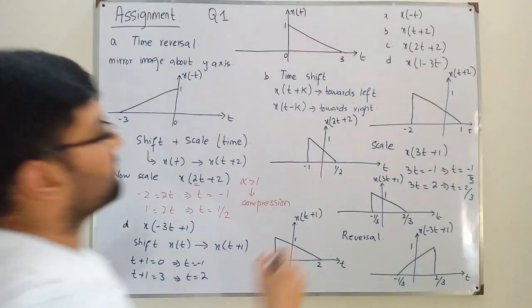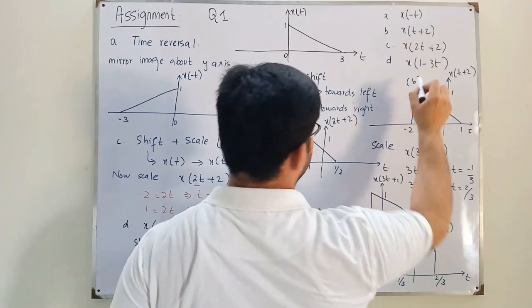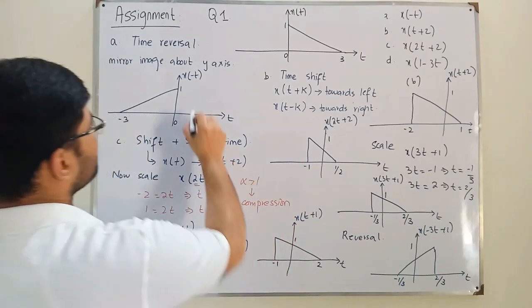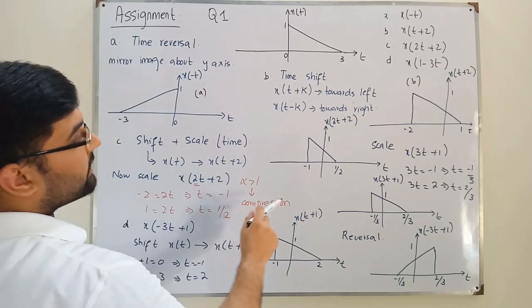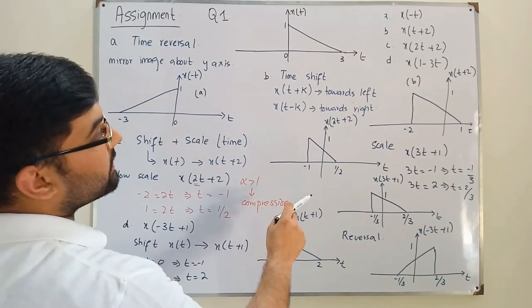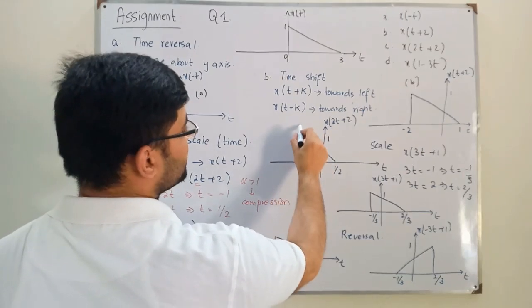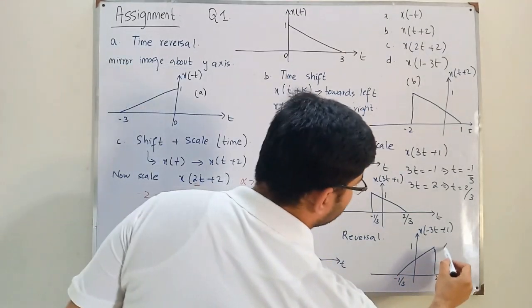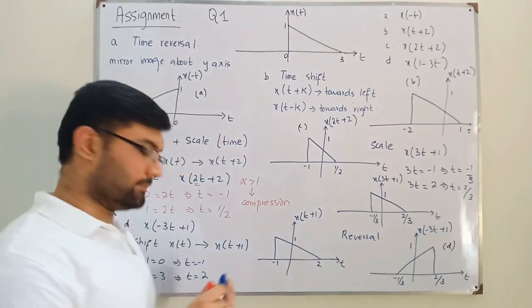Okay, this is for part B, the final graph. The final graph, this one is for part A. This is for part C, and this one is finally for part D.